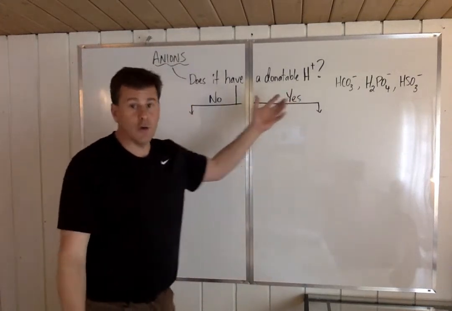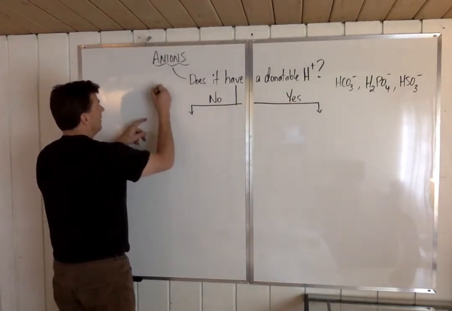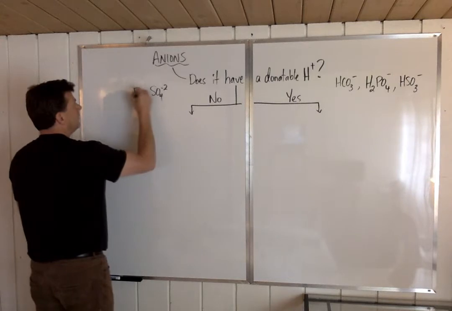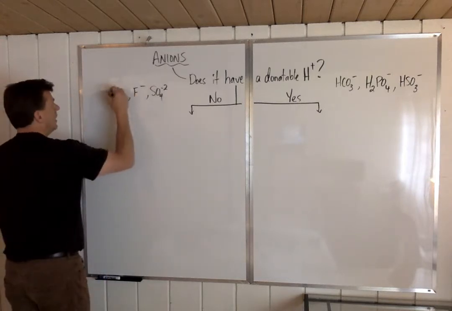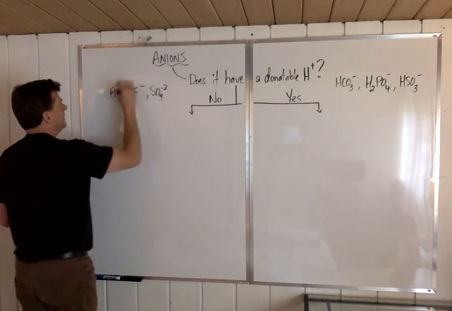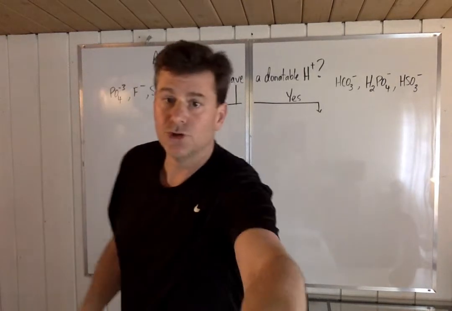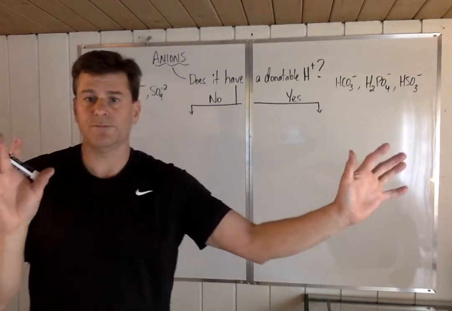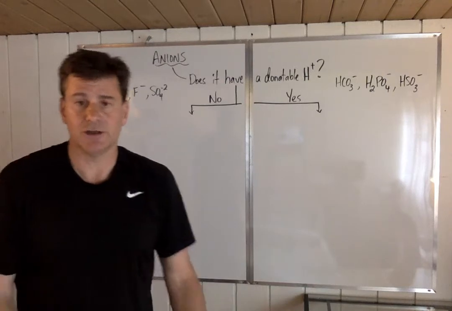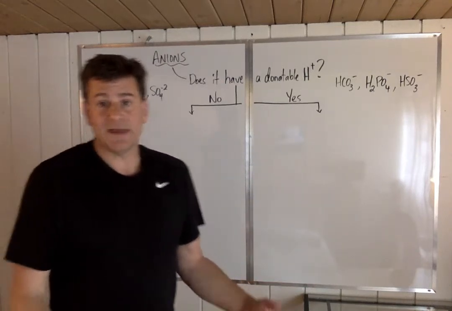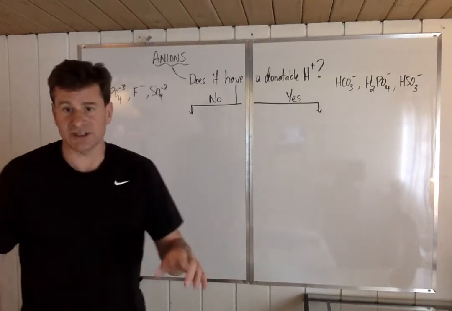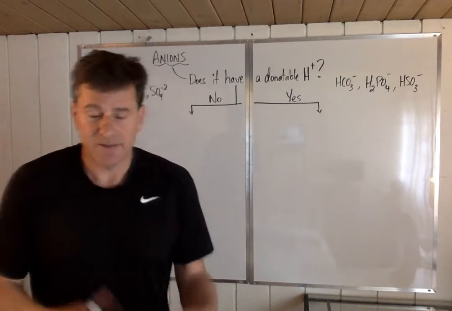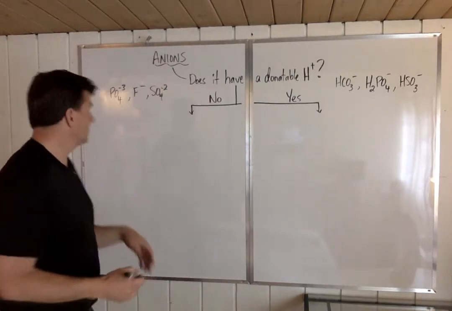If the answer was no, it would be something like SO4 minus 2, or F minus, or PO4 minus 3. So not starting with an H. That's the type of thing that you would be looking for. You'd be looking for the H. If it doesn't have an H, let's deal with those first because they're less complicated. So if it doesn't have an H, the next question that you're going to ask is this.